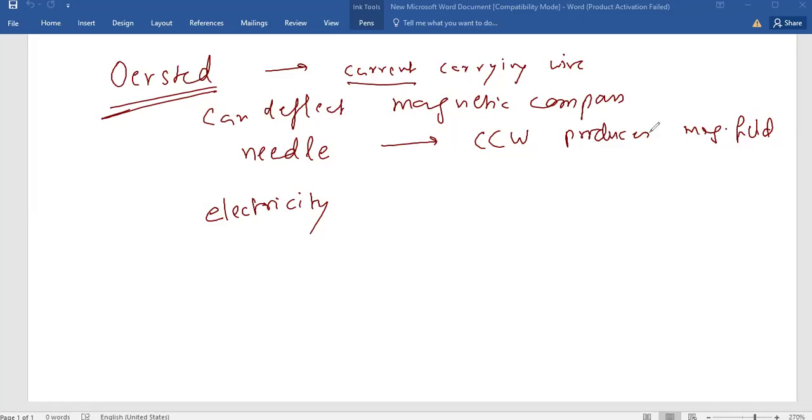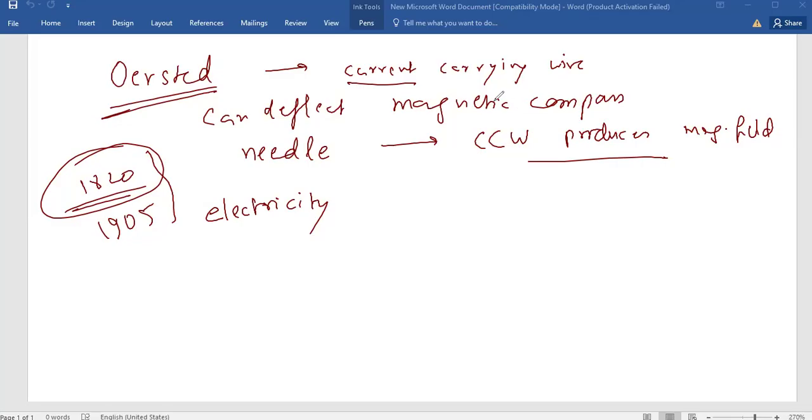But there is a problem here. We are talking about the year 1820, and the electron was discovered in 1905. So after 100 years, the electron and proton were discovered. Before that, nobody was aware of these subatomic particles. So everyone was thinking that current is due to the flow of charge. What is that charge? They didn't know. Some thought positive charge. So that's why I'm not using the word electrons. A current carrying wire produces a magnetic field, which in turn affects the magnetic needle. So there is a relationship between electricity and magnetism.